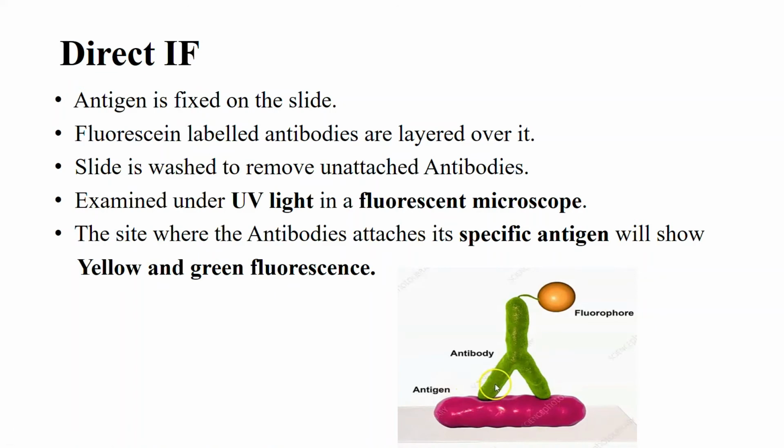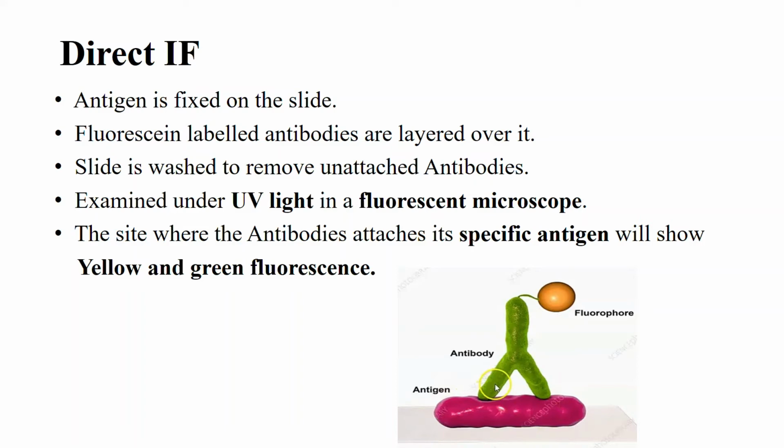It is a very simple and common procedure. In this, we are going to fix an antigen on the slides, and after that, we are going to layer the antigen with fluorescent-labeled antibodies. Then we are going to wash the slides to remove the unattached antibodies. After this, we are going to observe the slide under UV light in a fluorescent microscope.